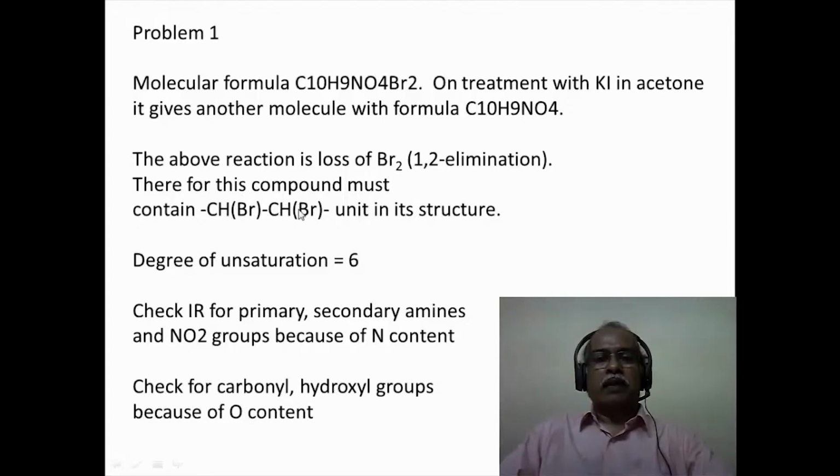In other words, the structural unit that would be responsible for the loss of bromine on treatment with potassium iodide and acetone would be a 1,2 dibromo derivative. So this structure is an important element of this particular molecule, and the evidence comes from a non-spectroscopic technique, namely the chemical reactivity of this particular compound.